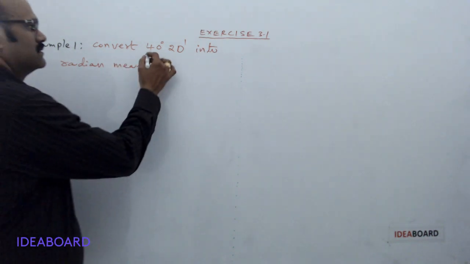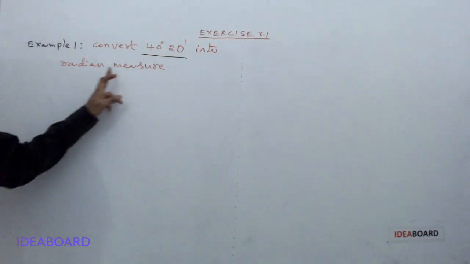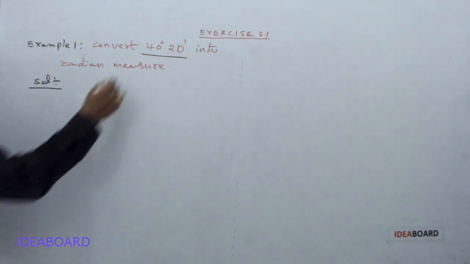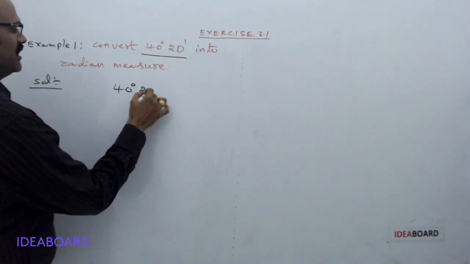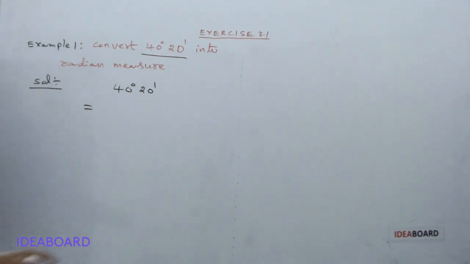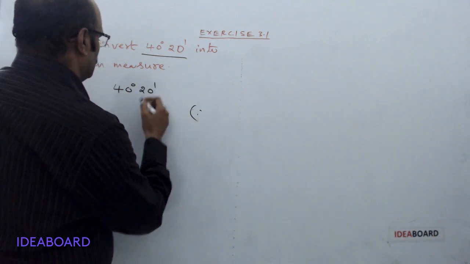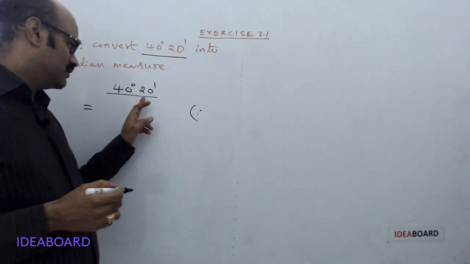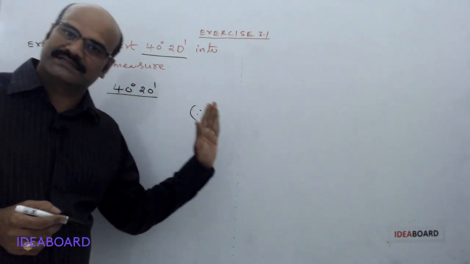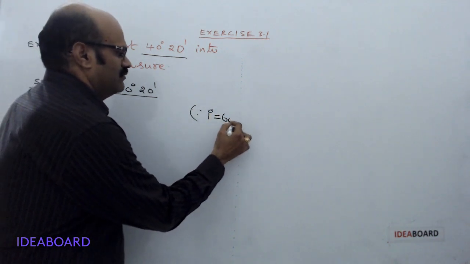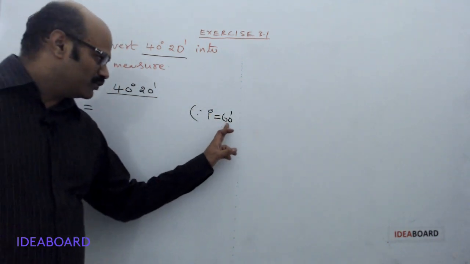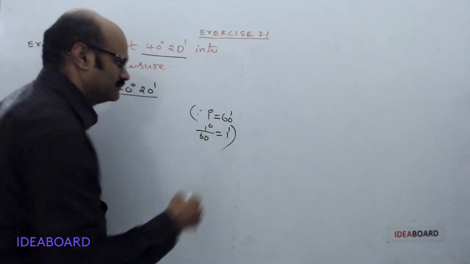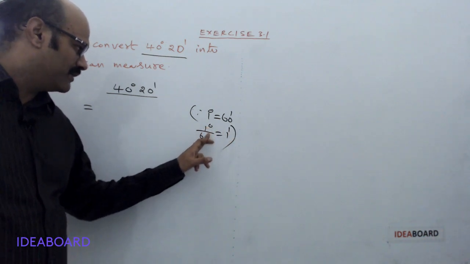Convert 40 degrees 20 minutes into radian measure. Now here it's given that 40 degrees 20 minutes. We have to take everything in degrees here. We know that 1 degree equal to 60 minutes. Then what about 1 minute now? So 1 minute equal to 1 by 60 degrees.